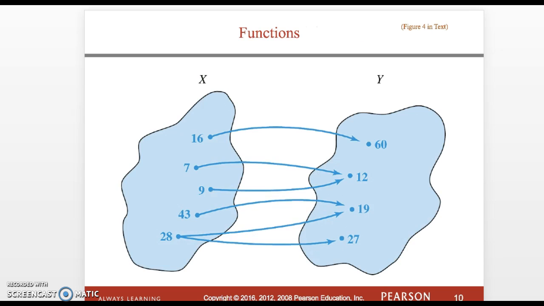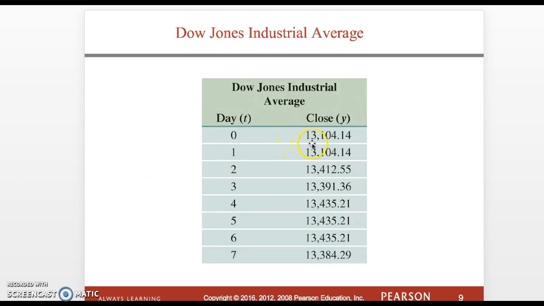We could also be given our function with a mapping diagram. And in this case, I said function, but we want to ask ourselves, is it really a function? So notice 16 goes to 60, 7 goes to 12, 9 goes to 12. This idea of 7 going to 12 and 9 going to 12 is kind of similar to the idea of the 0 and the 1, both mapping to the 13,104.14 in the previous.